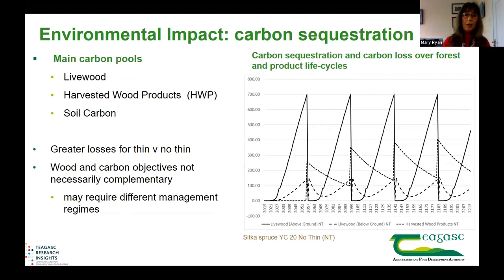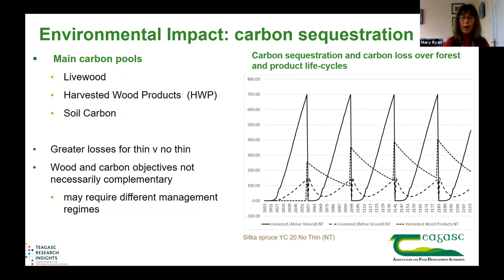In terms of the environmental impact of forests, carbon sequestration is one of the most important. Of the carbon pools, the main ones are live wood, and that's live wood above ground, which is the tree that we see, below ground, which is the root system that we don't see, and harvested wood products, where when we harvest the trees, where do the products end up?